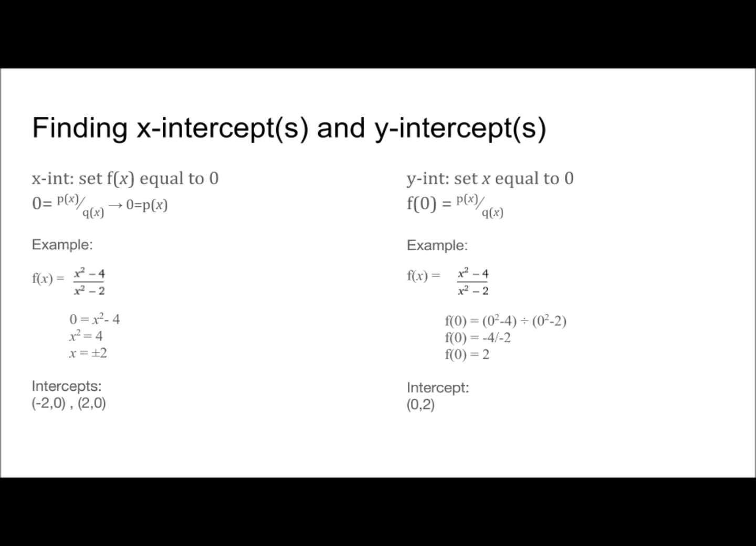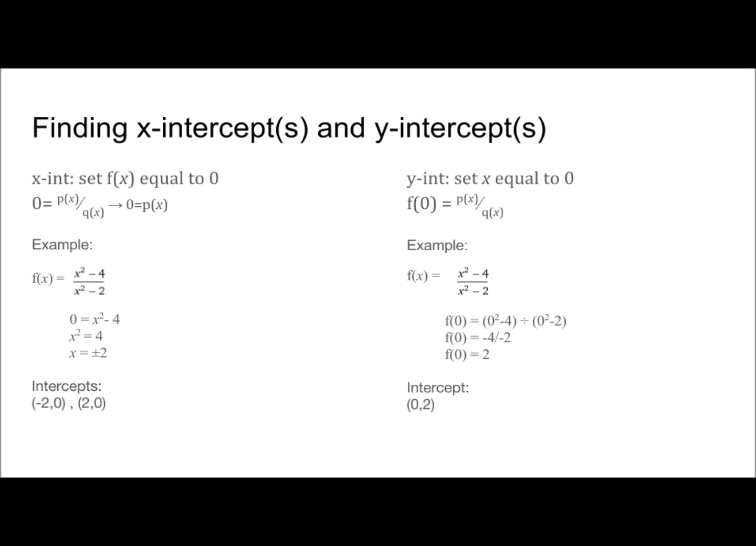To find the x-intercepts, you set the numerator equal to 0. For example, if you have the equation x squared minus 4 over x squared minus 2, you set x squared minus 4 equals 0, and you get x equals plus or minus 2. Therefore, the intercepts are at (-2, 0) and (2, 0).